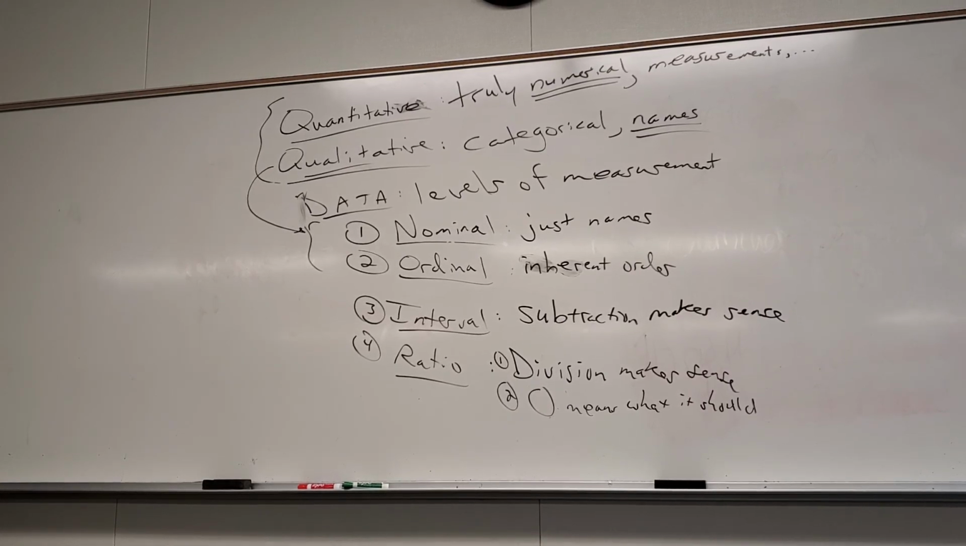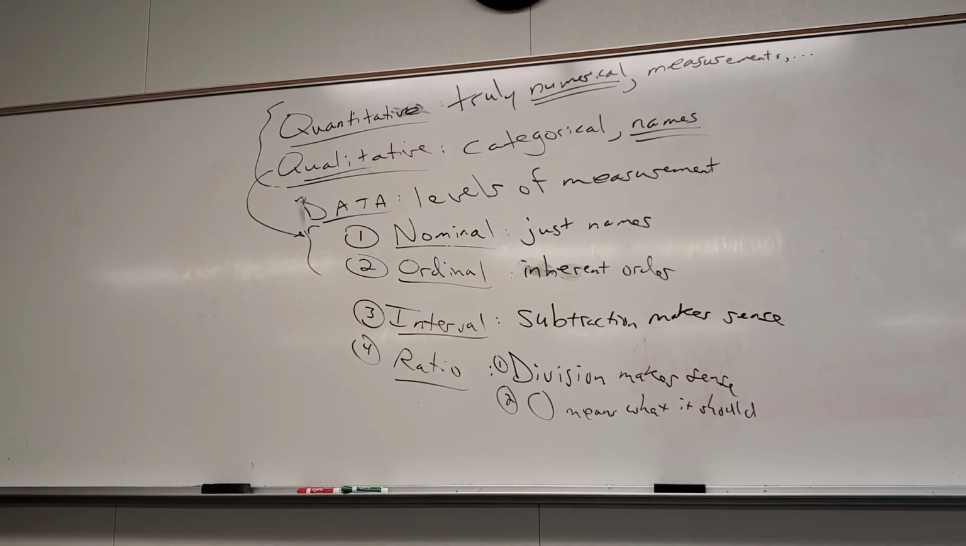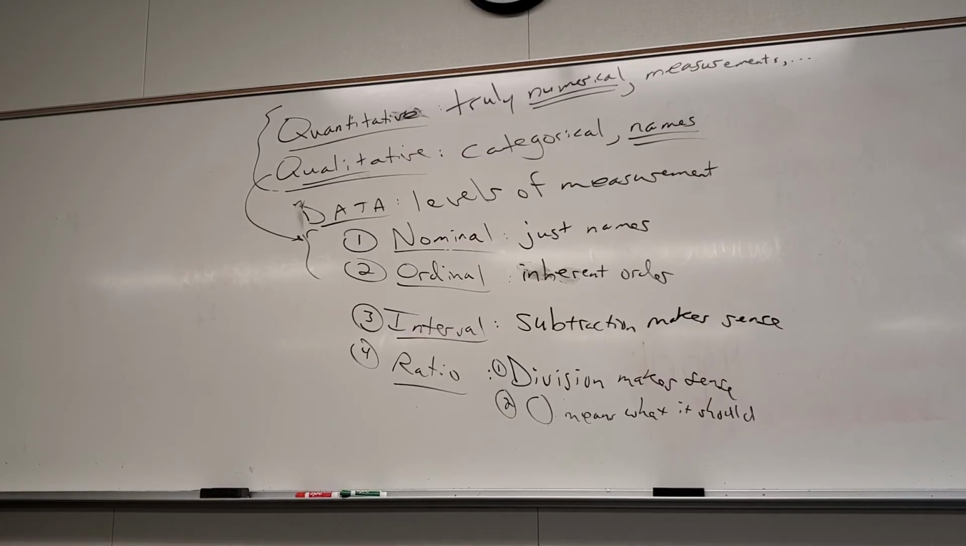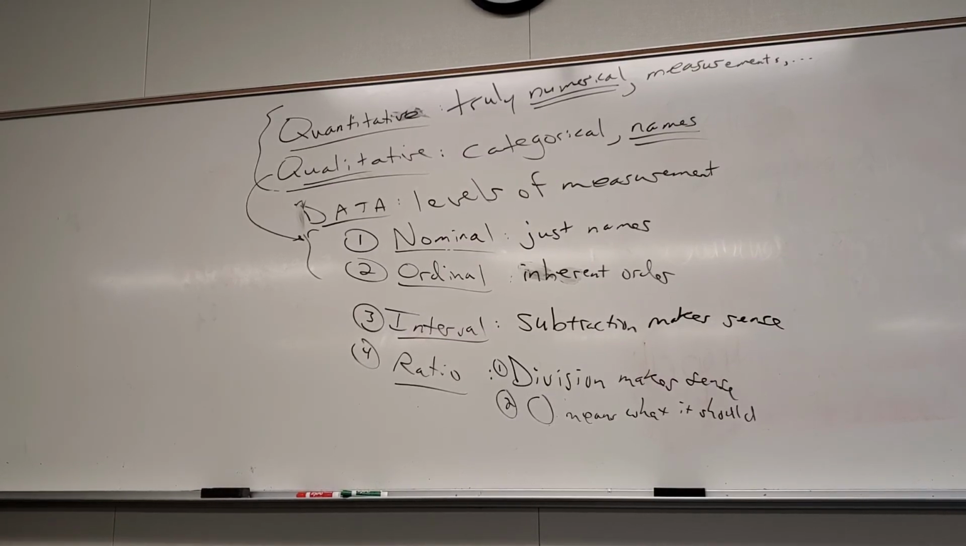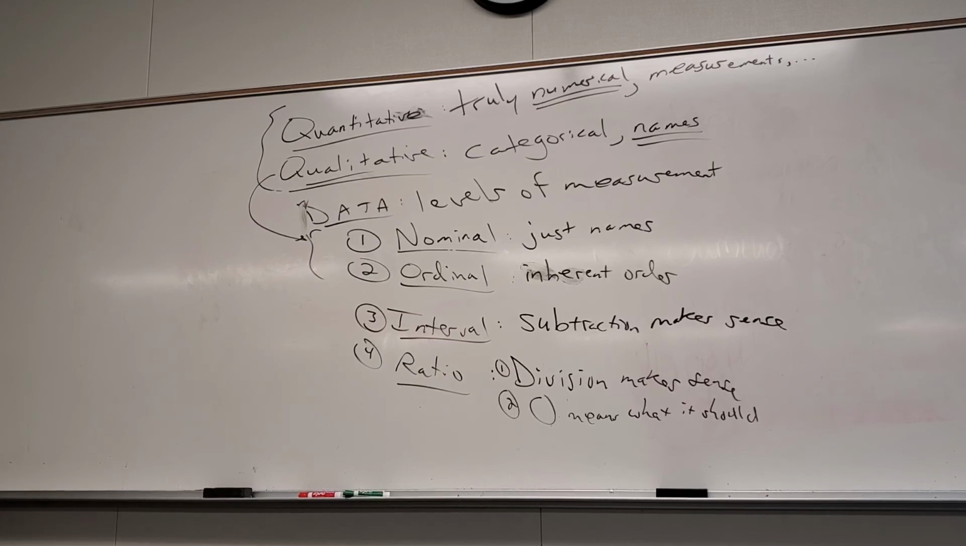Maybe. So if I ask you a question, what level of data is this? The first thing I would do is ask: is it name or number? Because then that breaks it out into which 2 it could be. You guys see what I'm saying? If it's just a name, it's the first 2. And then I got to figure out, does it have an order or not? If it's numerical, it's the last 2. And then I got to figure out, does 0 mean what it should? Does subtraction make sense?